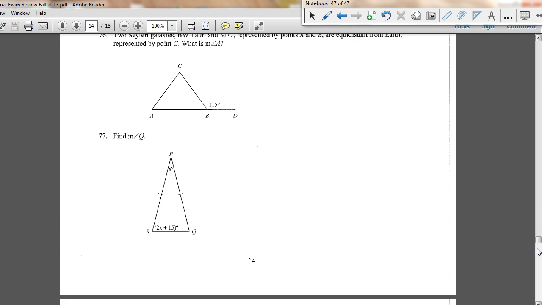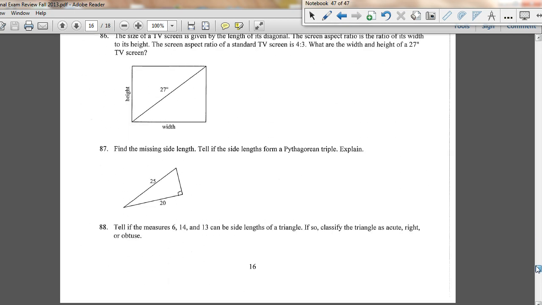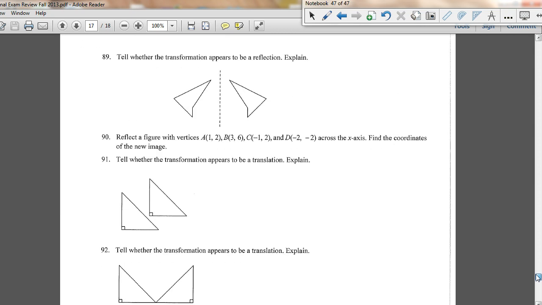Because this was page 14, we skipped page 15 and page 16. Now we're going to page 17. So page 17, tell whether the transformation appears to be a reflection. Yeah, looks like it does to me. A reflection should be, you could fold it up along that line and it would match up.